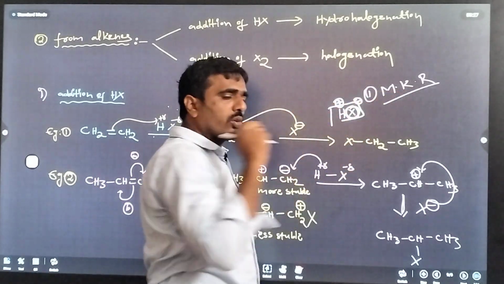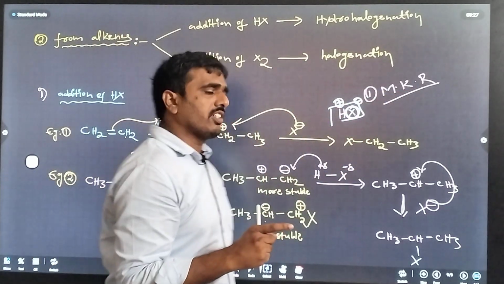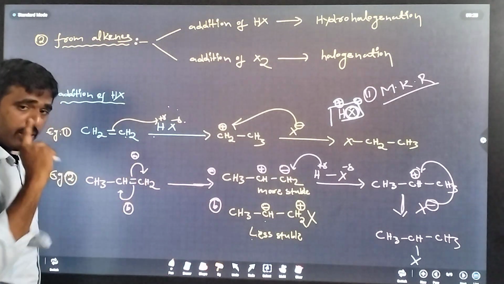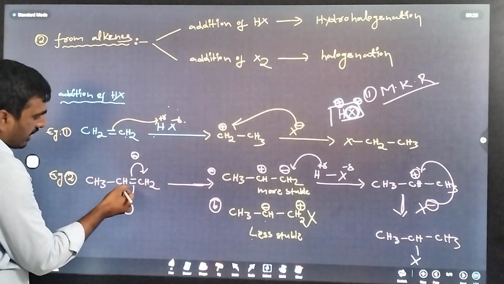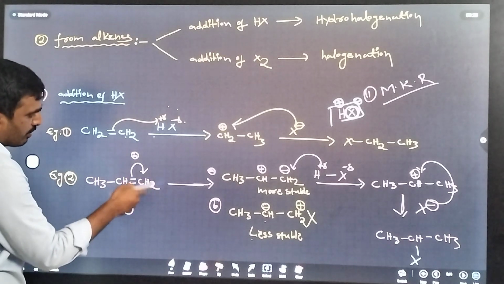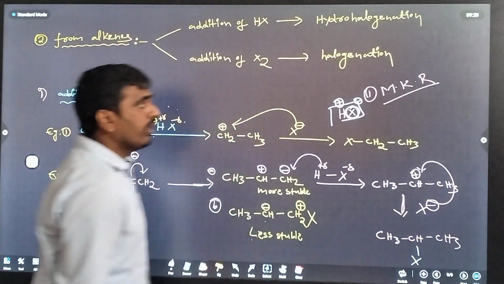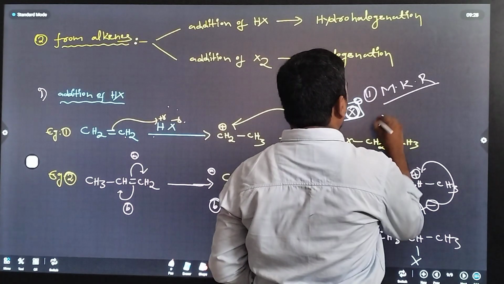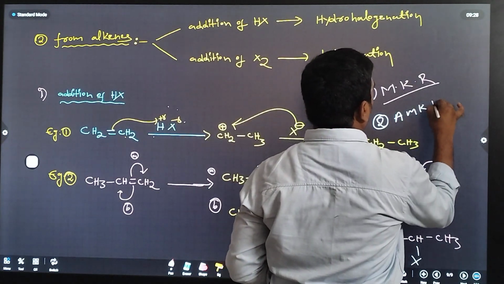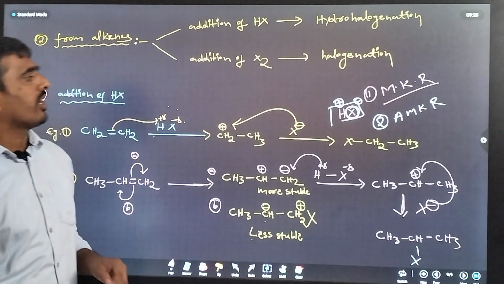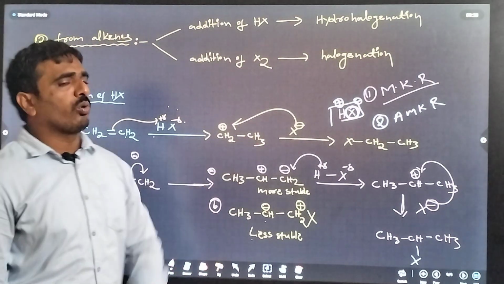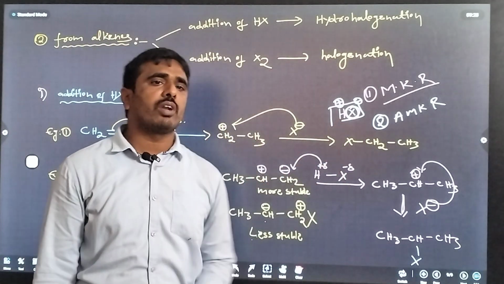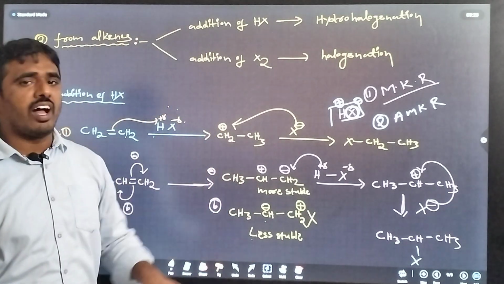According to the Markovnikov rule, the negative part of the reagent is added to the double bonded carbon atom which has a lower number of hydrogens. Here there are 2 hydrogens, here 1 hydrogen. The halogen attaches here and H plus attaches here, so that's why we get these products. This is the Markovnikov rule. So what is the anti-Markovnikov rule? According to the anti-Markovnikov rule, the negative part of the reagent is added to the double bonded carbon atom which has a higher number of hydrogens.